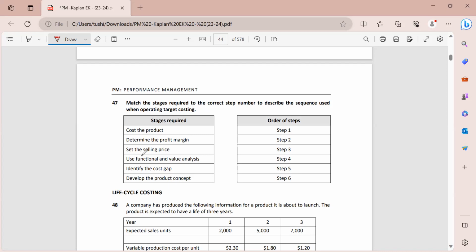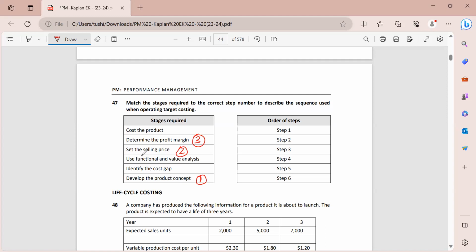So whenever you are setting the price for something, first of all, you have to know what your product is. So the first step will always be to develop the product concept. Now, after you have done the concept, you come to your selling price. You see how much is the selling price that we can sell in the market and the customers will be willing to buy it. So then we set the selling price. Then the next step is how much profit do I want to achieve. So I will set this as the third step.